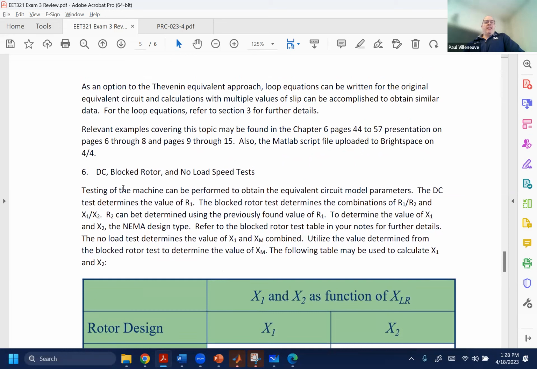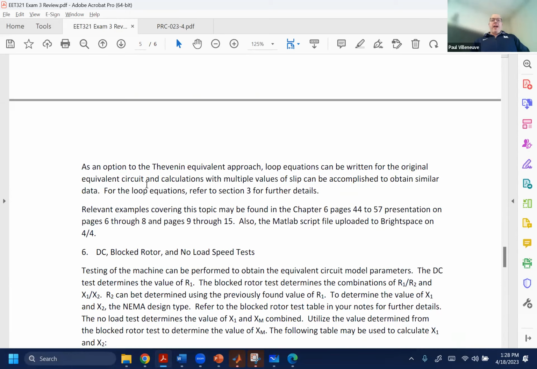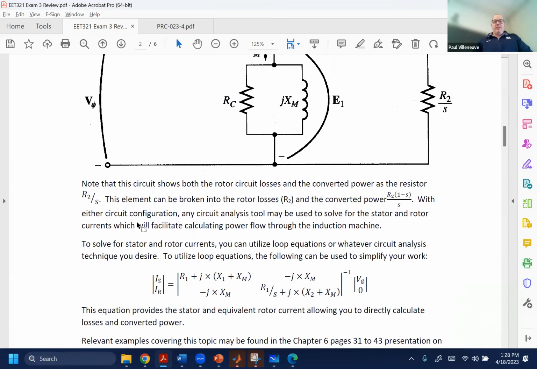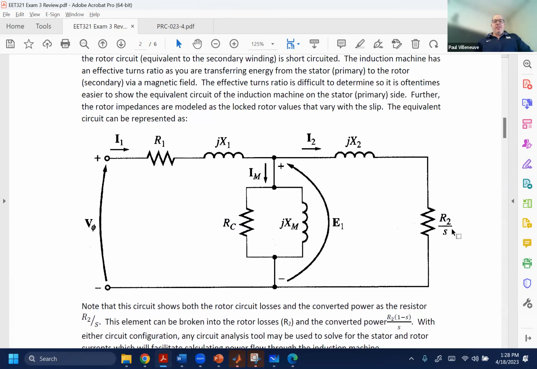So our DC test gives me R1. In our blocked rotor test, remember our slip is going to be equal to 1. And we're going to generally apply a low frequency. Well, let's go back up over here, where we can see it easier. What we have here is a low value relative to this, so everything is going to be here. So our blocked rotor test will give me a value for R1 plus R2 and jX1, X2. That's what the blocked rotor test does.